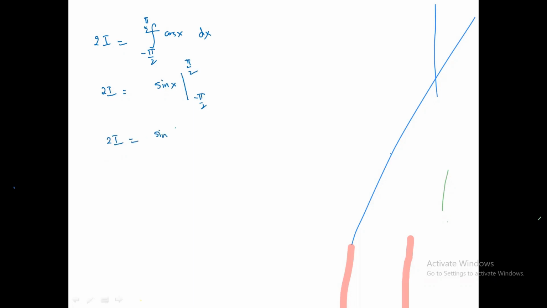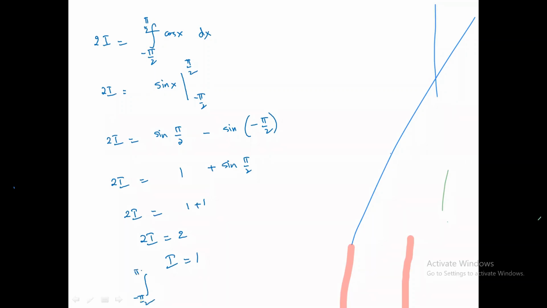First, I will put pi by 2: sin pi by 2, minus, then I will put minus pi by 2. Sin pi by 2 is 1. Then I will have plus sin pi by 2. So 2I equals 1 plus 1, 2I equals 2, I equals 1. Actually, I have found the question's answer. The question was the integral from minus pi by 2 to pi by 2 of cos x by 1 plus e power x dx. The answer is 1, which is there in the options.